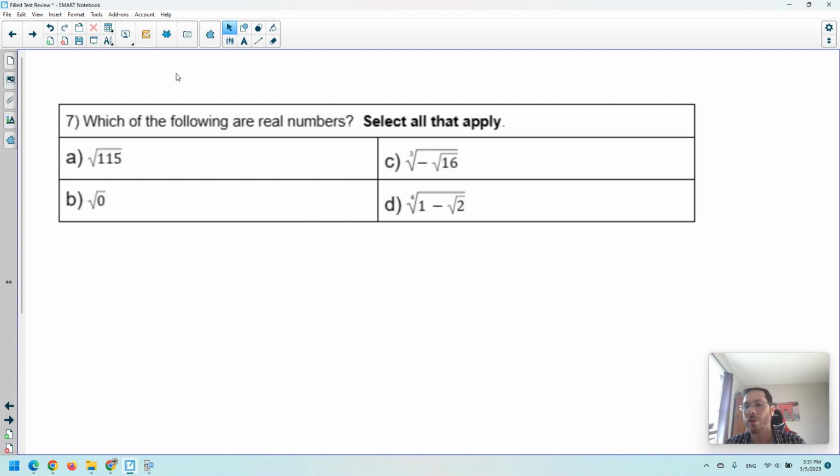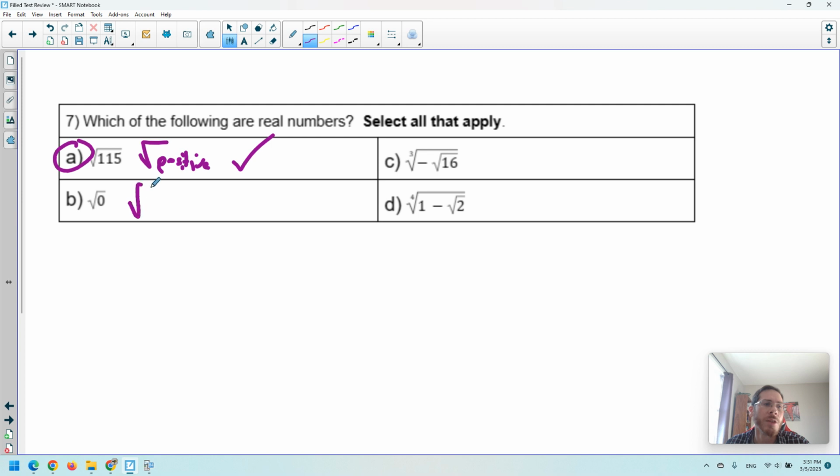All right, for 7, which of the following are real numbers? Select all that apply. So we have to find out which ones are real. So real just means that we get some sort of answer out that's non-imaginary. So for the first one, the square root of a positive is okay. So I'm going to pick that one. Square root of 0, that's just 0. That's okay too.